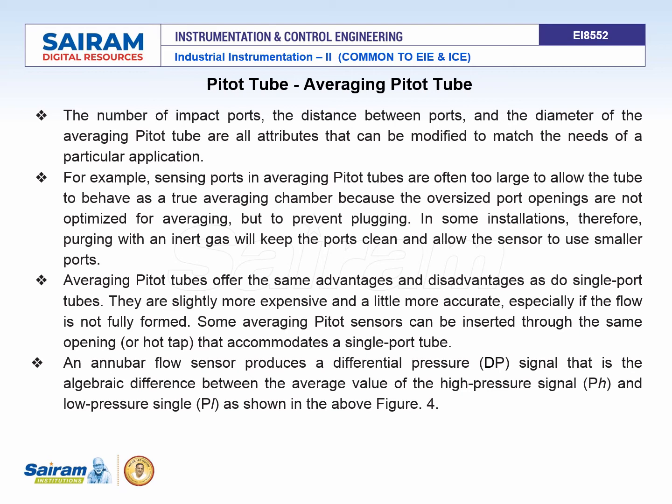Averaging pitot tubes offer the same advantages and disadvantages as single port tubes, but they are more expensive and a little more accurate, especially if the flow is fully formed. And the Annubar flow produces a differential pressure signal, which is the algebraic difference between the average value of the high pressure signals, which is PH, as we have already discussed, and the low pressure signal, which is PL.